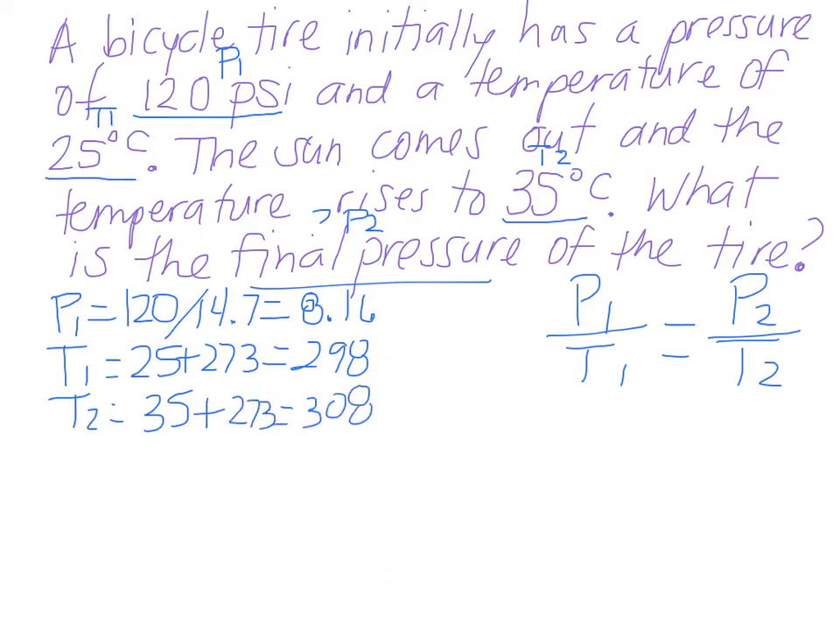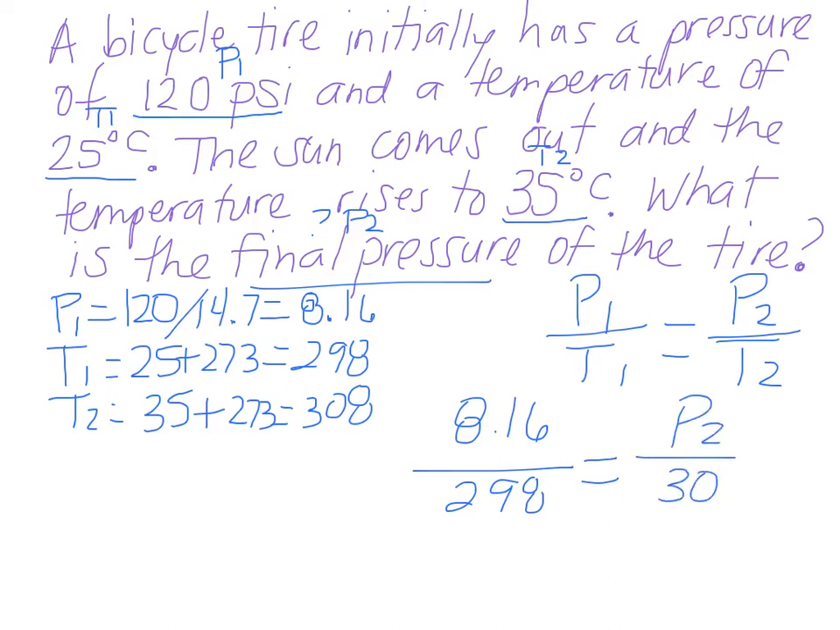So now that you have all of those in the right units, now you can plug them in. So P1, 8.16, divided by 298 equals P2 we don't know, divided by T2, which is 308. So another reason I have you guys do this off to the side is because it's really easy to mix up the temperatures or to mix up the pressures. So it is good to write that off to the side so that you make sure that you plug the numbers in the right place in the formula.